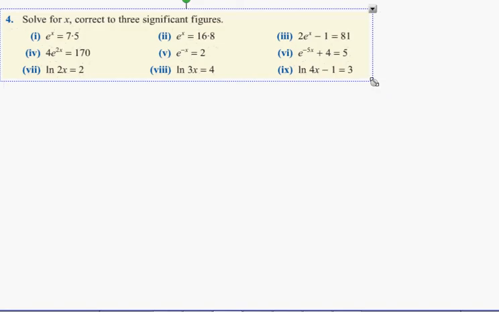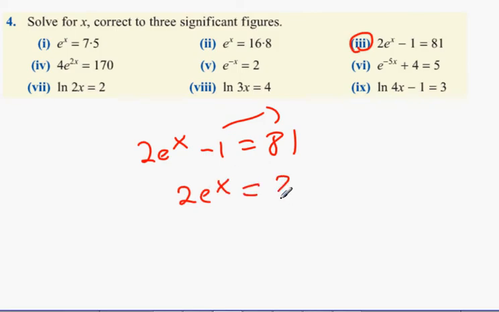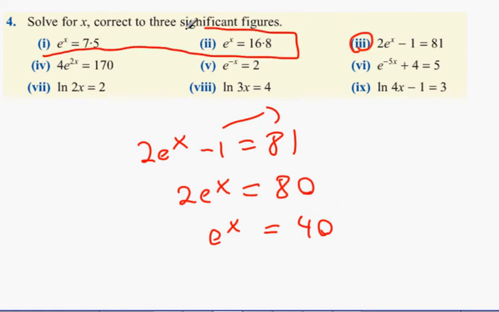Solve these, correct to 3 significant figures. So what I'm going to do is start off with number 3, because number 3 is a hard one. Okay, so number 3 we have 2 e to the x minus 1 equals 81. Bring the 1 over to your side. 2 e to the x equals 80. E to the x now equals 40. Can everybody understand that question 3 is now exactly the same as questions 1 and 2? So the same method will apply for all 3.